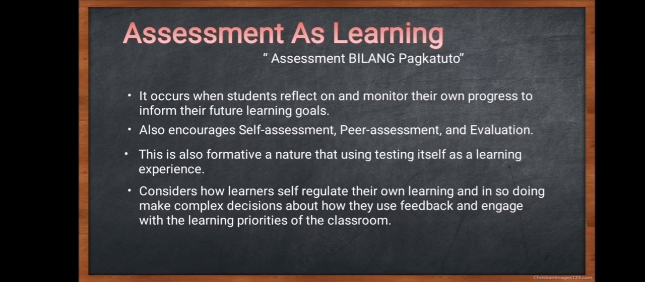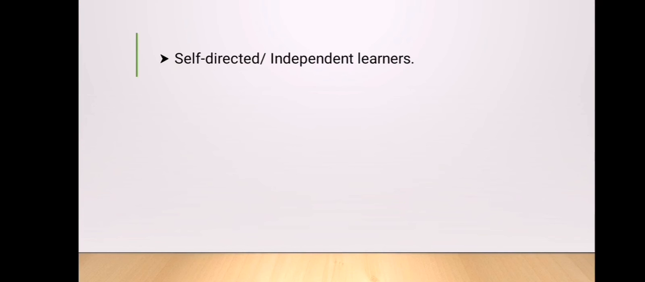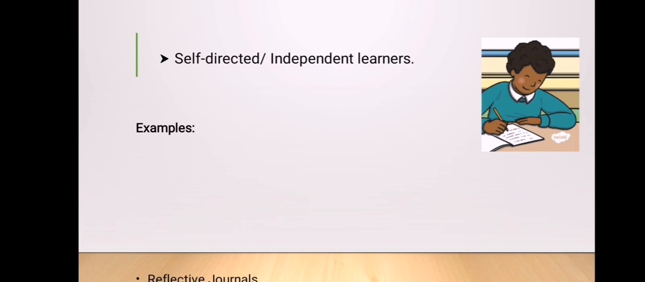So it considers how learners self-regulate their own learning and in so doing make complex decisions about how they use feedback and engage with the learning priorities of the classroom. So it is self-directed and it develops independent learners. Examples: reflective journals, reflection, and insights. Example, a student uses the testing experience as a tool for personal growth. So, testing and learning become better as a result.